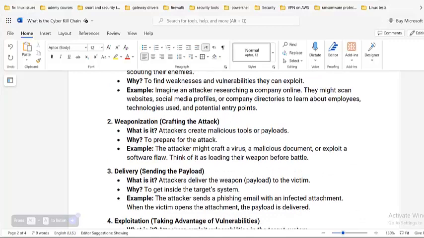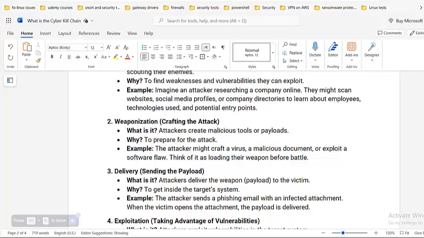Number two, weaponization, crafting the attack. What is it? Attackers create malicious tools or payloads. Why? To prepare for the attack. Example: the attacker might craft a malicious document, or exploit a software flaw. Think of it as loading their weapon before battle.